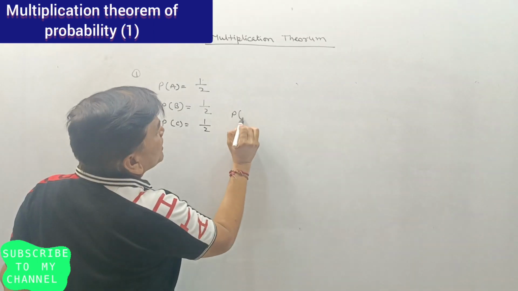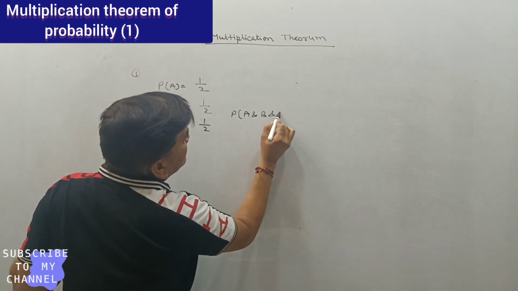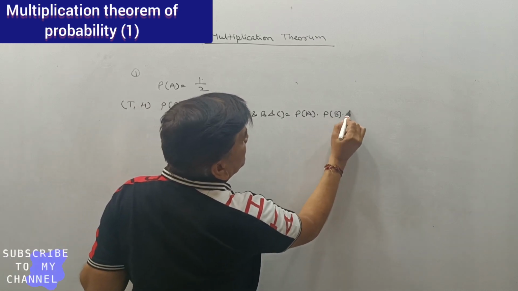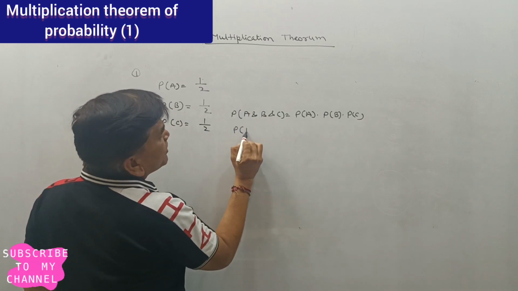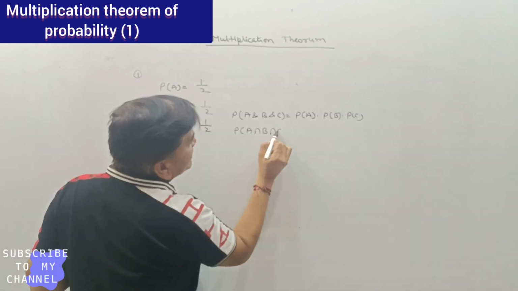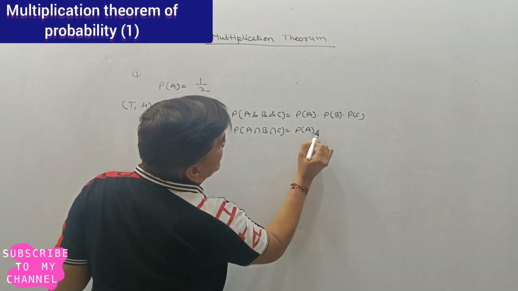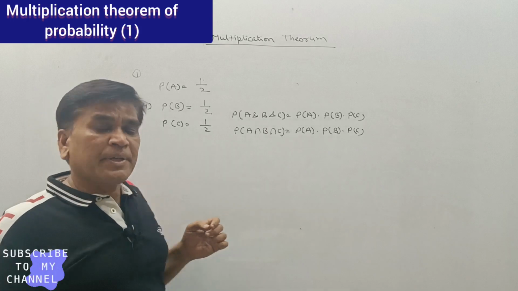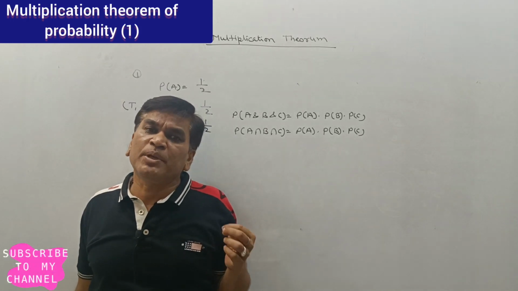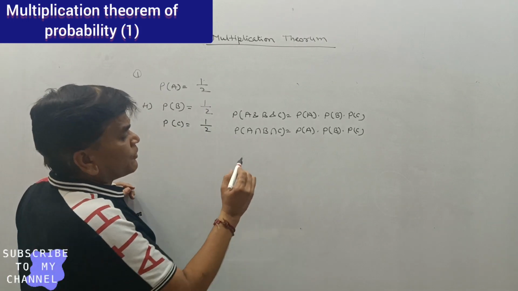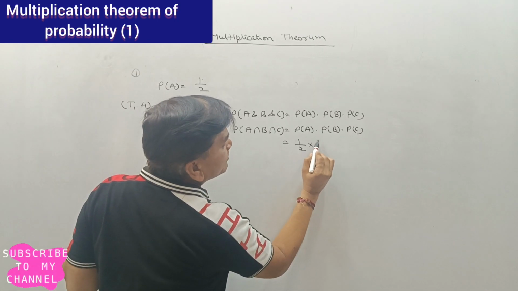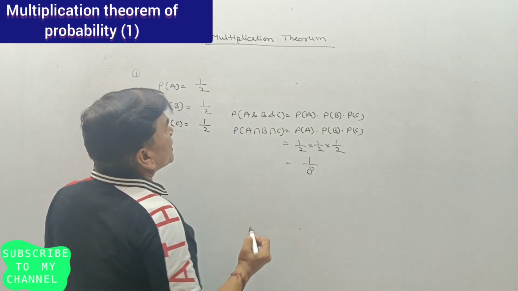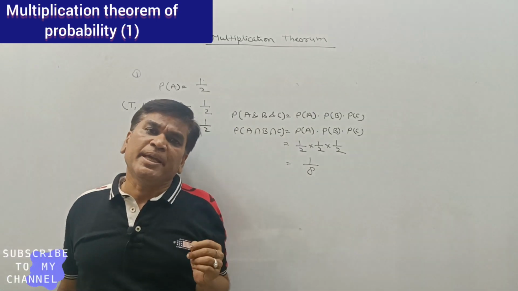So probability of A and B and C is probability of A multiplied by probability of B multiplied by probability of C, or we can say probability of A intersection B intersection C is probability of A multiplied by probability of B multiplied by probability of C. So if a coin is tossed 3 times, the probability of getting all 3 heads: first head probability is 1 by 2, second head probability is 1 by 2, and third head probability is 1 by 2. So the probability of getting all 3 heads will be 1 by 8.